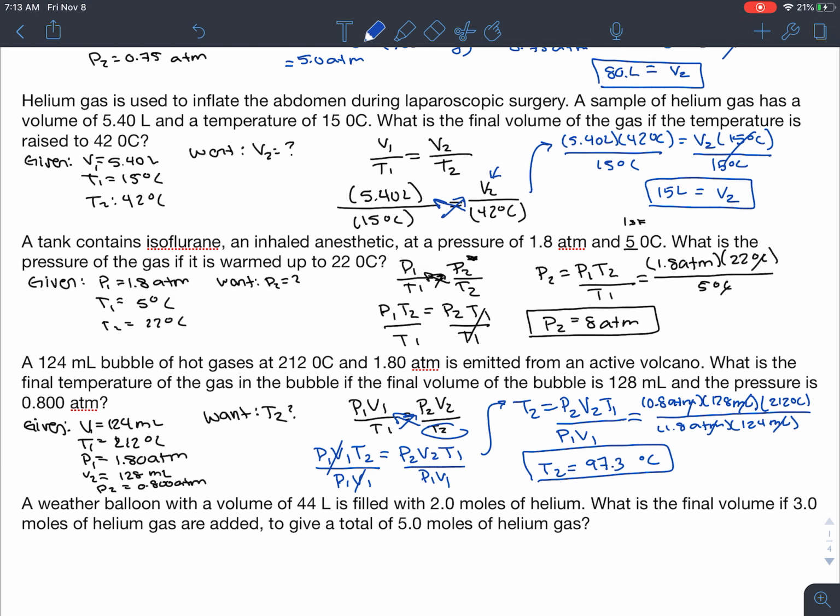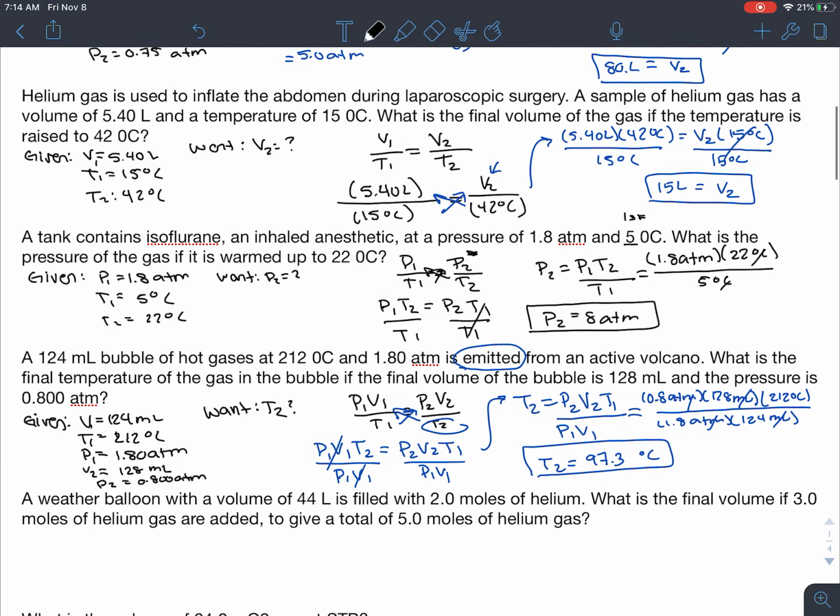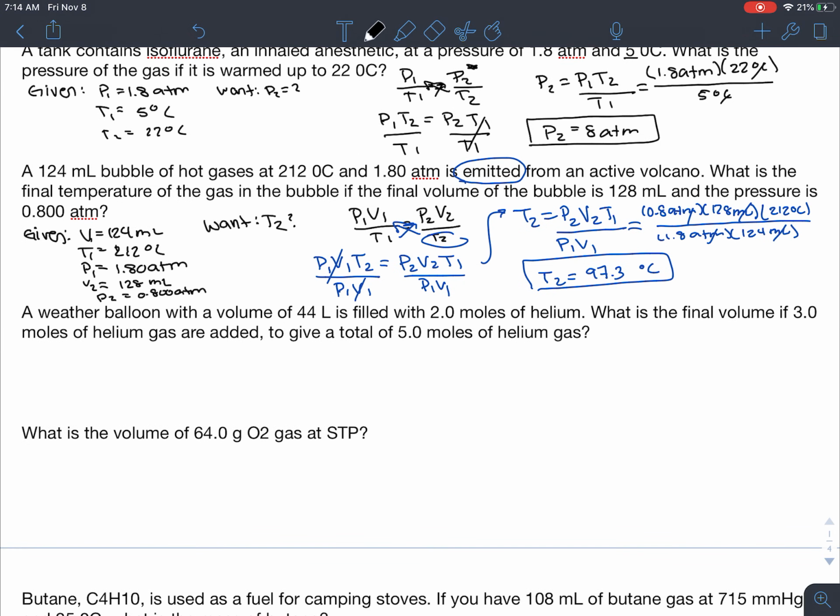And you can always double check if your answer makes sense. So we realized that the units made sense, but I could have flipped the wrong pressures and volumes. If you read the question, it says that a 124 milliliter bubble of hot gases at 212 degrees Celsius and 1.8 atmospheres is emitted. So that means things were let go. Particles were left. Hot gases were left. What is the final temperature when the final volume is 128 and the pressure is 0.8? So the pressure went down, volume increased, things were emitted, so your temperature should be lower, which it is. Just another way to apply the concepts of gases to make sure you're on the right track.